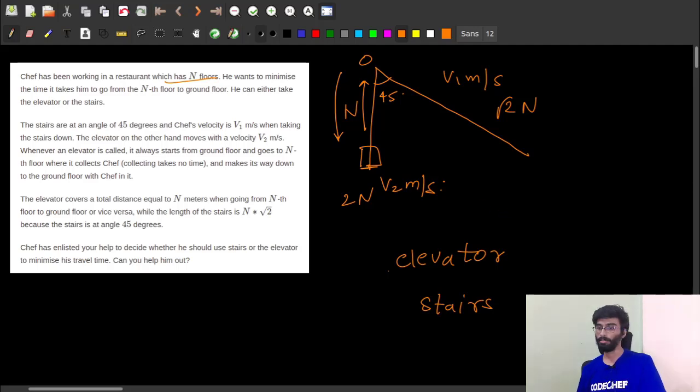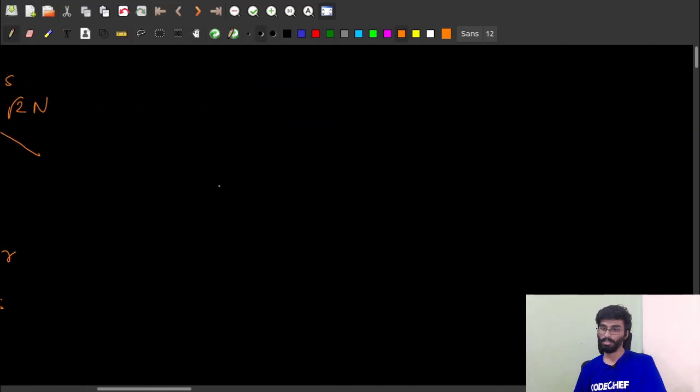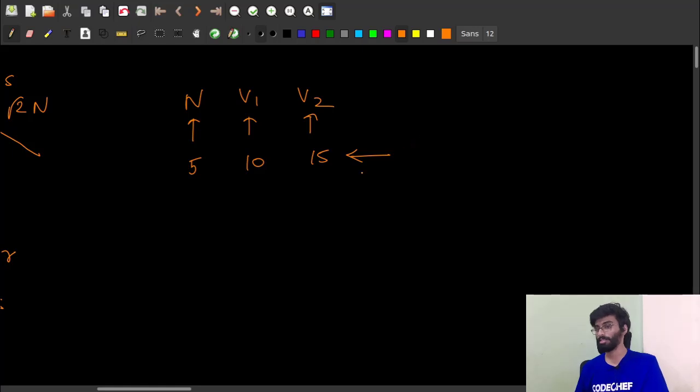So let's take an example. So we will be given three inputs, n, v1 and v2. v1 is the velocity for walking down the stairs, v2 is the velocity for elevator, and n is the height of the restaurant. So according to a sample test case, n is 5, v1 is 10 and v2 is 15. So let's calculate for this test case what will be the answer.